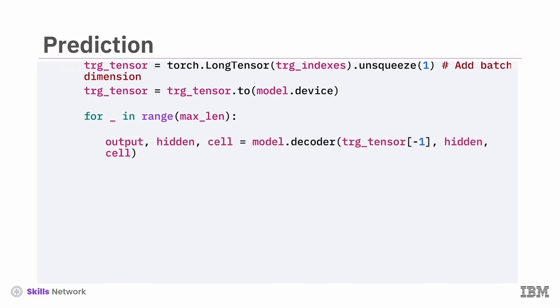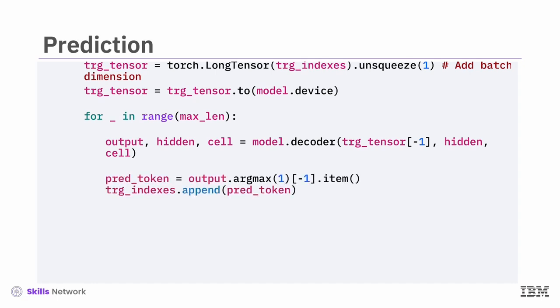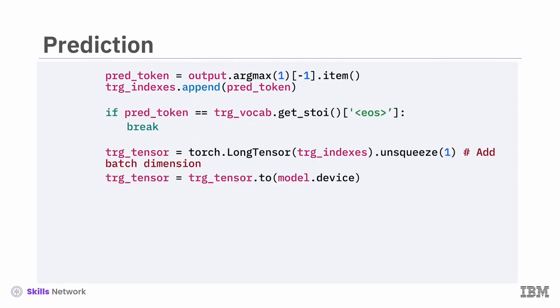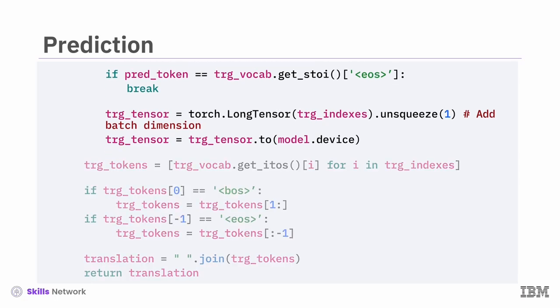Utilize the last target tensor and the previous states in the decoder to obtain new outputs and states. Then choose the next token with the highest probability. Add it to the translation and store it. End the process if the EOS token appears, else feed the output to the input. Finally, convert token indices to words. Remove special tokens and concatenate the tokens to form the translated sentence. Now you're ready to run all the functions in the lab.